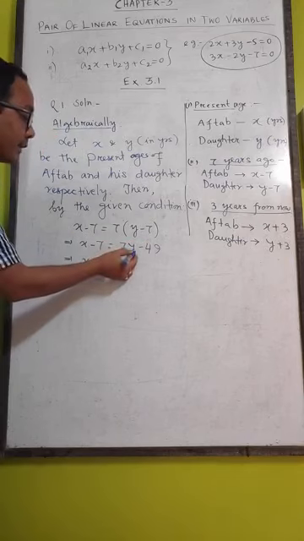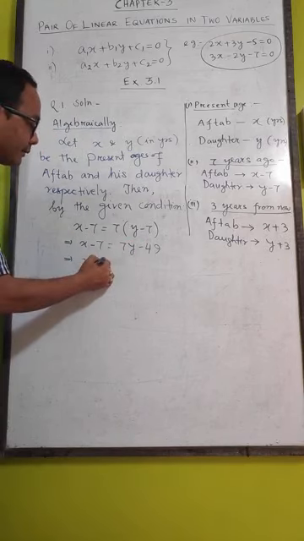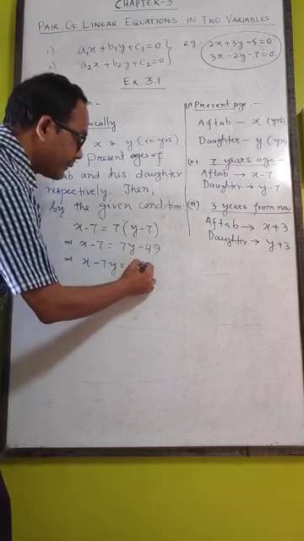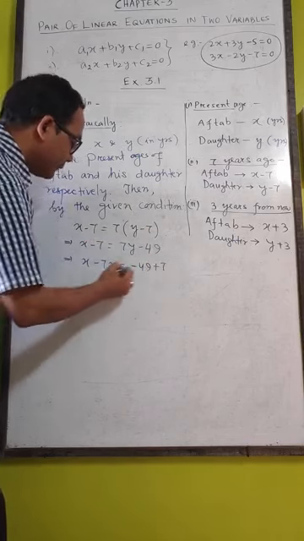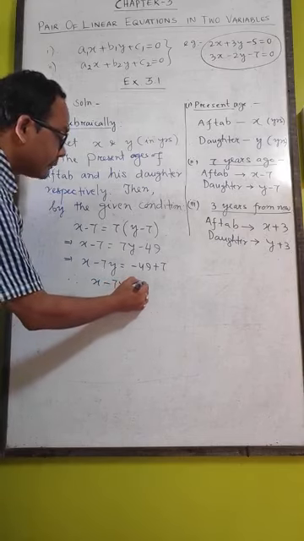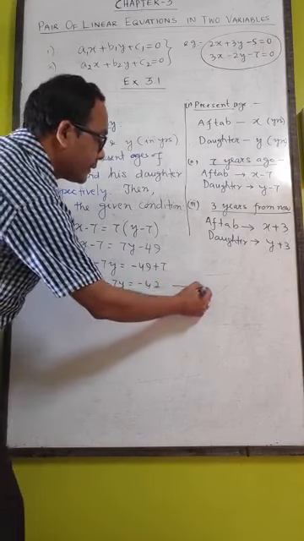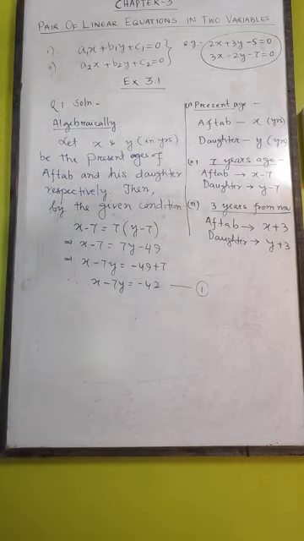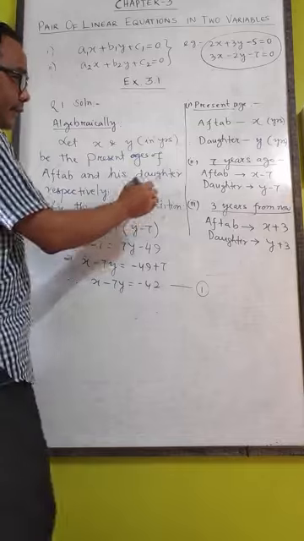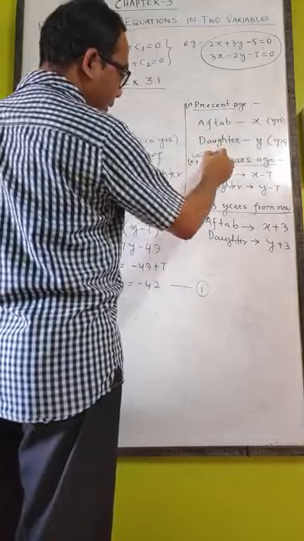So let us transfer 7y to the left side and 7 to the right side. Therefore, we are getting x minus 7y equal to minus 42. This is the first equation obtained algebraically. So we have finished this first condition.